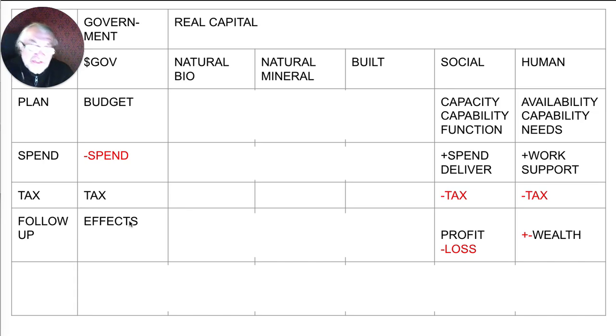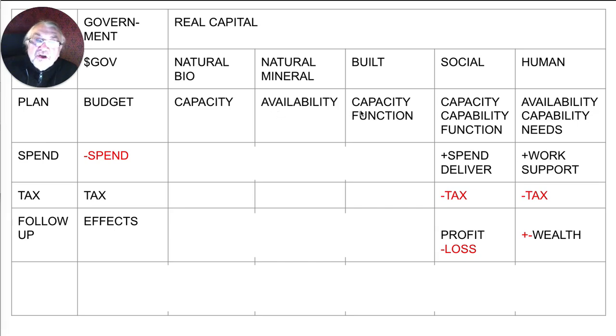Now, when the budget process goes on, it's not enough to look at the capability, capacity, etc. of the organizations that are going to be given money, or even the availability and the needs of people, they have to look at the real capital, because these organizations are going to be using the real capital. Now remember, the point of capital is it's used but not used up. So we're going to use the capacity of the biological system. We're going to use the availability of minerals, and we're going to use the capacities and the functions of the infrastructure. So that's all in the planning.